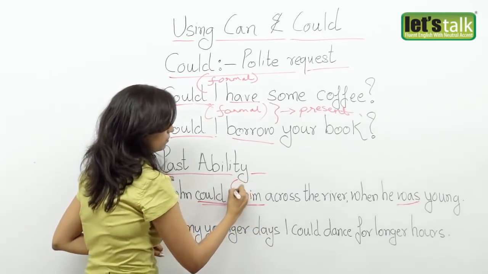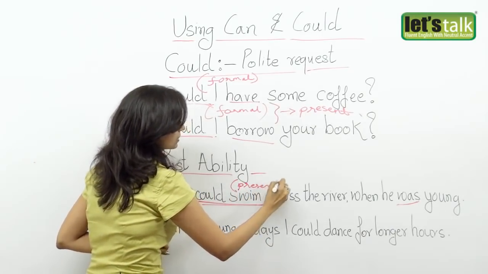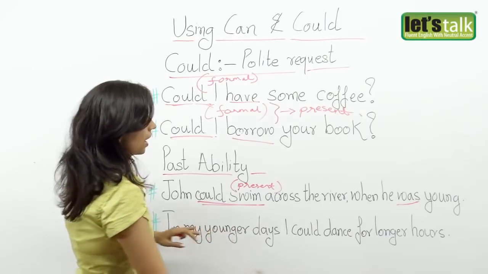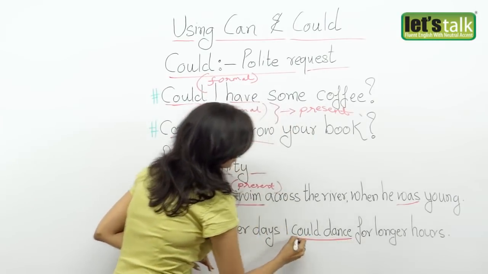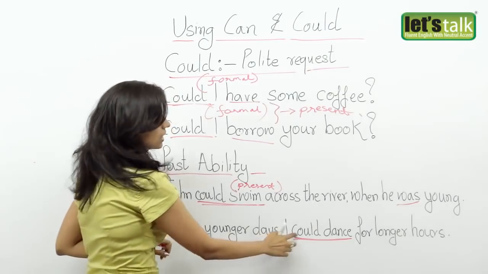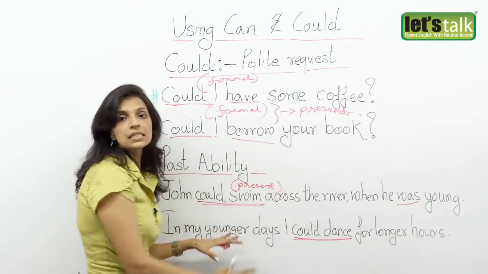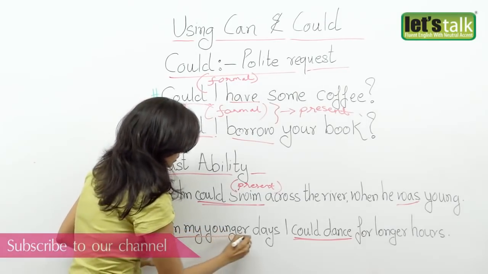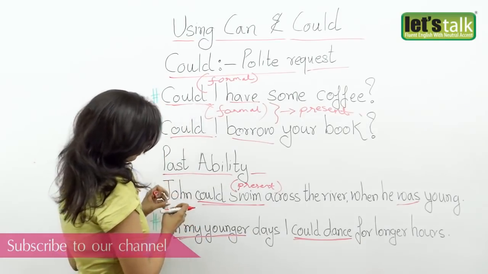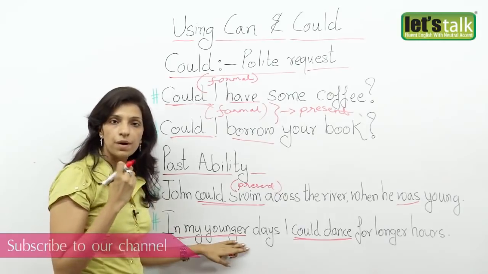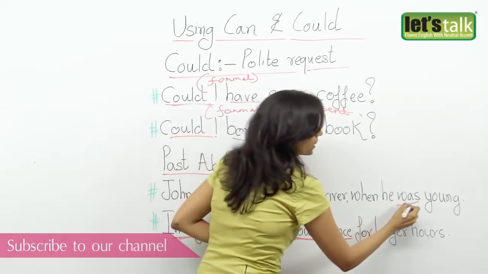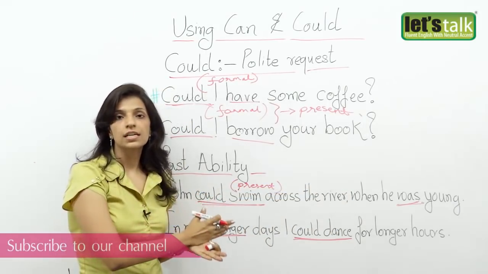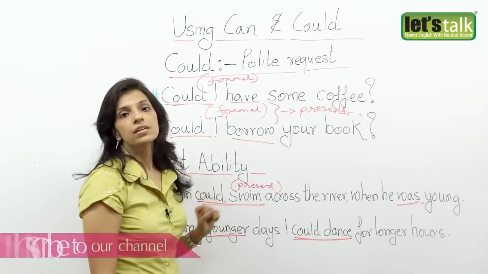Again, the verb is in the first form or the present form. But this sentence indicates a past ability. In my next example, in my younger days, I could dance for long hours. That means I can no longer do it. Alright, so could dance, the verb that follows is always present, but this is an indication of a past possibility. Like here, in my younger days. So there will be some kind of words in your sentence which will refer to a past time period. Like in my younger days, when he was young. These kind of words that indicate the past will show you a past ability when you use could.